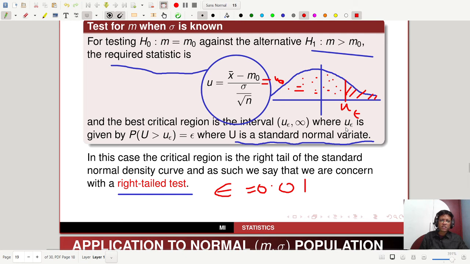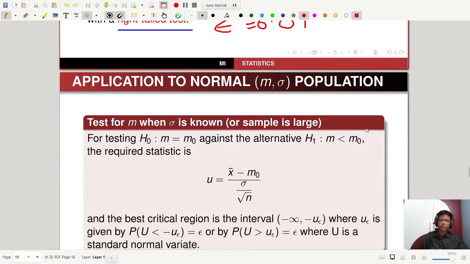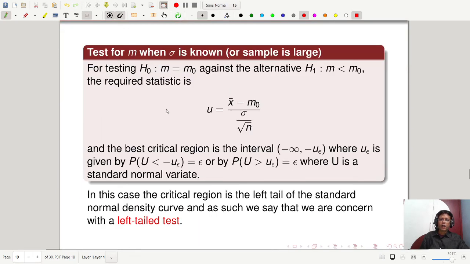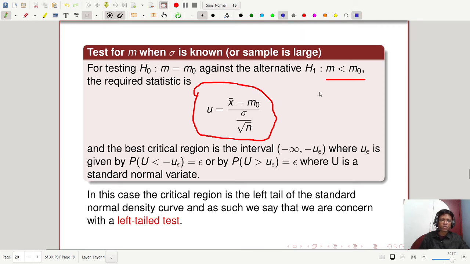And in this case, we have m greater than m naught, so we have to take the right tail test. Next. For testing the null hypothesis m equal to m naught against the alternative m less than m naught, the test statistic is the same, and the best critical region is given by minus infinity to minus u epsilon. Let me draw the diagram once again for you.